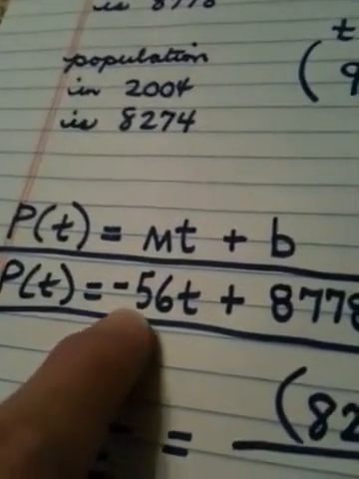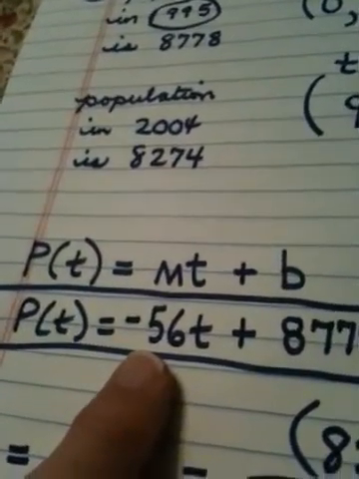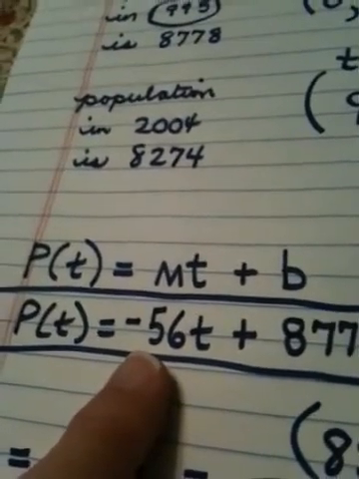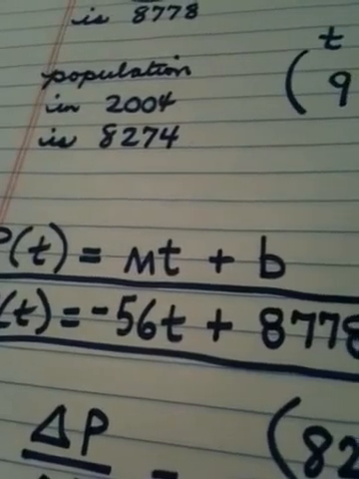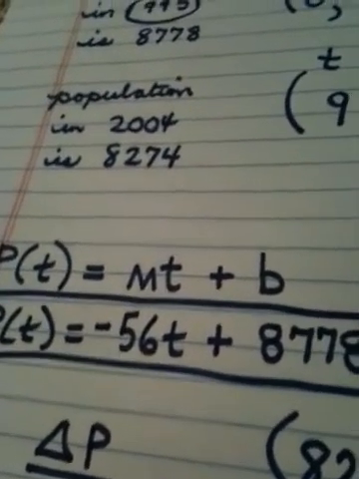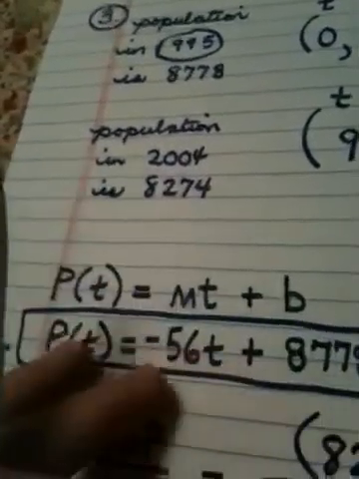What does negative 56 mean? It means we're losing 56 people per year. Every year we're losing 56 people. It's the rate of decline. We are dropping 56 people per year. So this is the answer to part A.